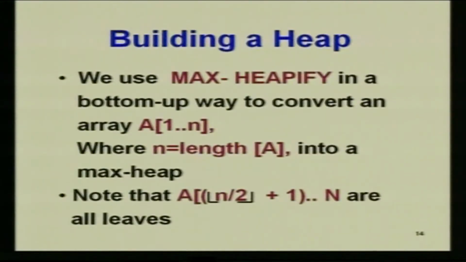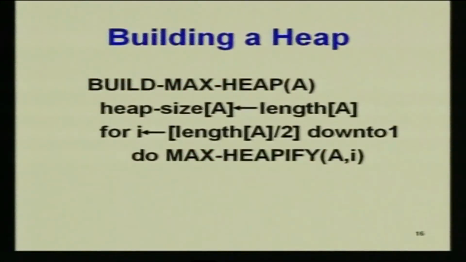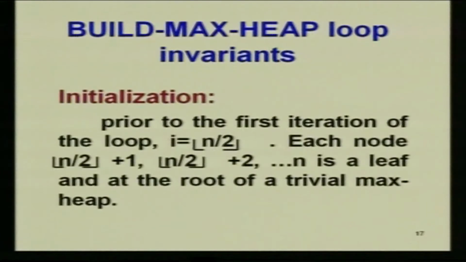Now building a heap: we use Max-heapify in a bottom-up way to convert an array A[1 to n], where n is the length of A, into a max heap. Note that all the leaves are at n by 2 plus 1 onwards. So build max heap goes through the non-leaf nodes of the tree and runs Max-heapify on each one. So this is the building of the heap. Build-Max-Heap(A): heap size of A is equal to length of A; for i equal to length of A by 2 down to 1, do Max-heapify.